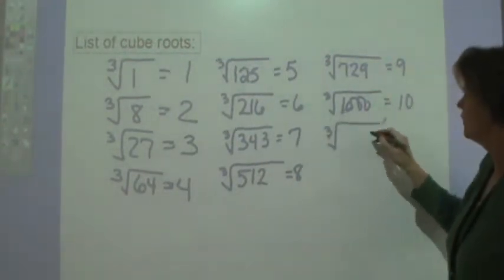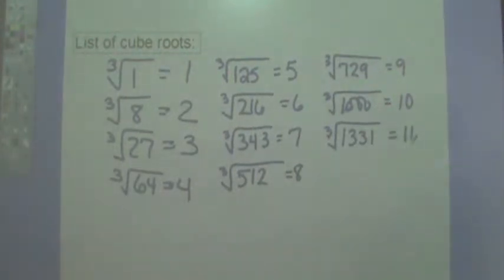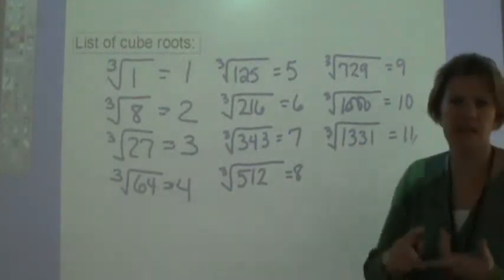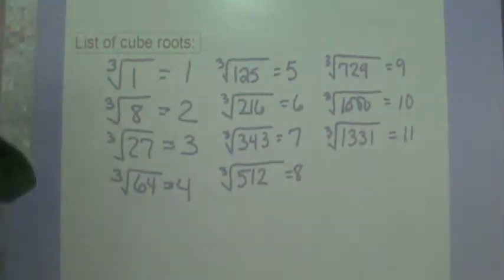Cube root of 1331 is going to be 11. That should get us through most of what we need to do. If you get anything bigger than that, remember you can just take the number times itself times itself, and that'll get you your cube root, your perfect cube.